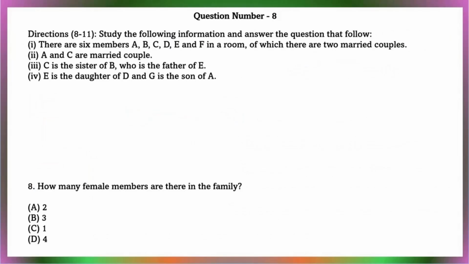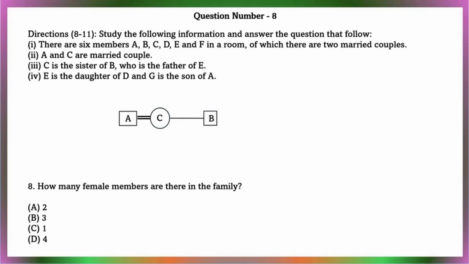Question number 8. Study the following information and answer the questions that follow. 1. There are 6 members A, B, C, D, E and F in a room, of which there are 2 married couples. A and C are married couples. Since their genders are not initially specified, we can simply represent them as a couple. Next, it is given that C is the sister of B, who is the father of E. From this, we can say that C is a female and therefore A must be a male.